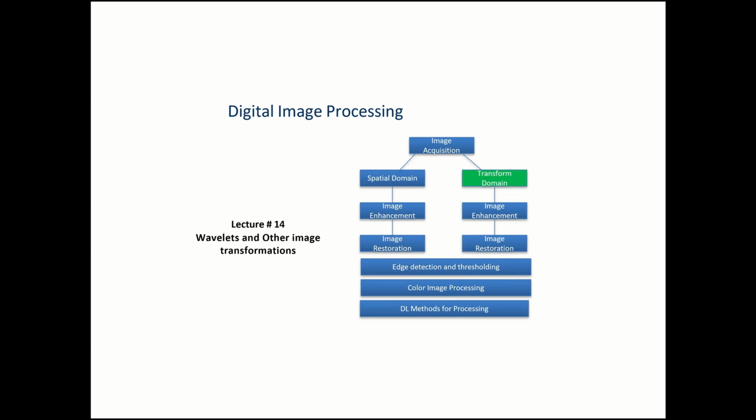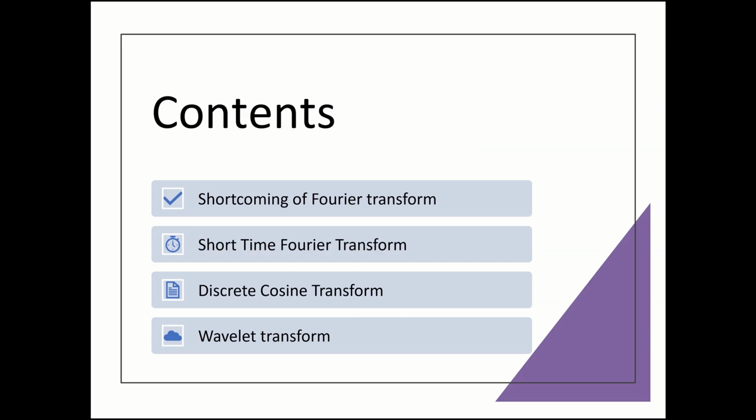And again, I will make the basis the Fourier transform, and based on that I will start building on it. So here I will discuss why the Fourier transform has some issues. Then we can go to the short-time Fourier transform. Then we discuss the discrete cosine transform and the wavelet transform. However, the most commonly found are the discrete cosine transform and the wavelet transform. Why we use them, we'll discuss in this class.